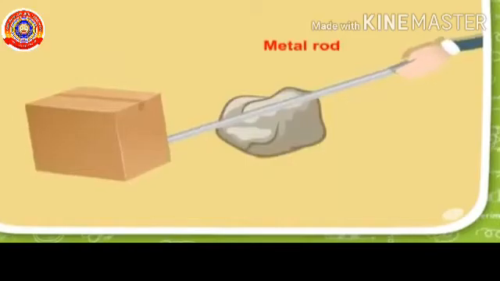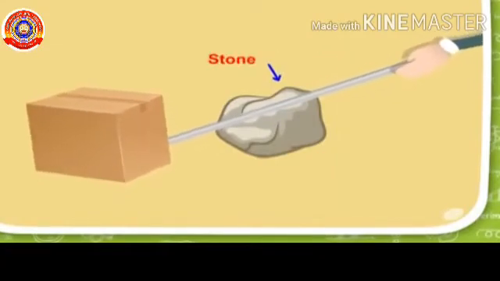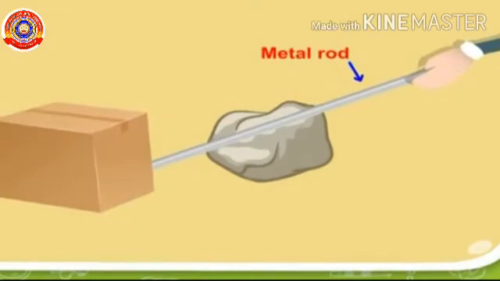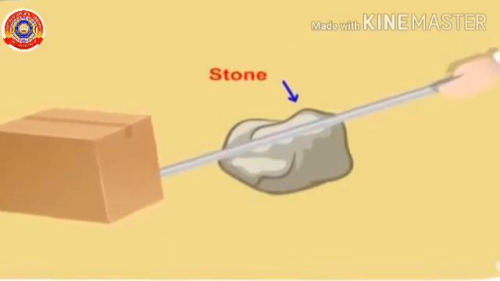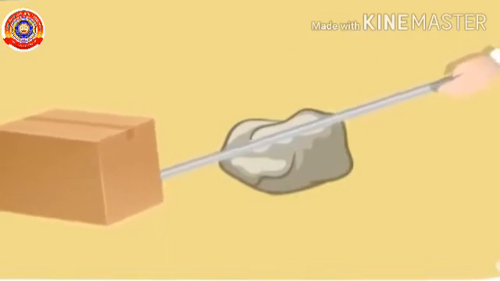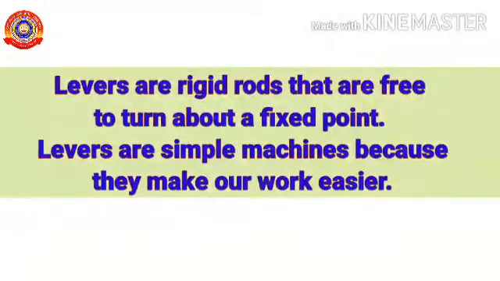Okay? We use strong rods to lift heavy loads and thus reduce our effort. This is possible because the rod is free to move about a fixed point. So, levers are rigid rods that are free to turn about a fixed point. Levers are simple machines because they make our work easier.